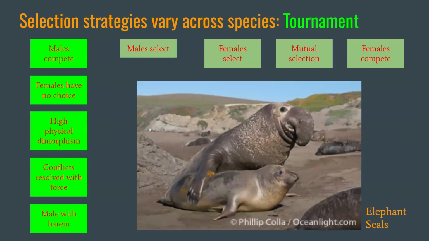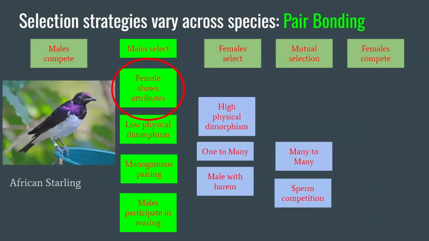And you end up with a male with a harem. And that's a strategy for sexual selection. It's a sexual selection strategy. And these vary across all the species. So, for example, there are species where the males do the selection and females show the attributes that are selected for. So in the case of the African starling, because males do the selection, it's the females who have the bright colors and sing the pretty songs.